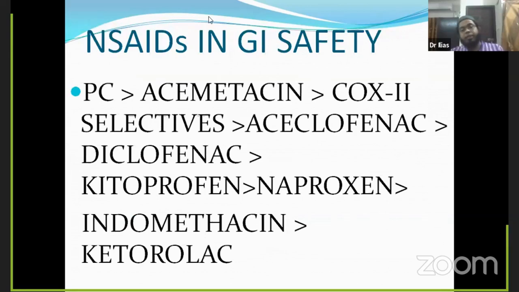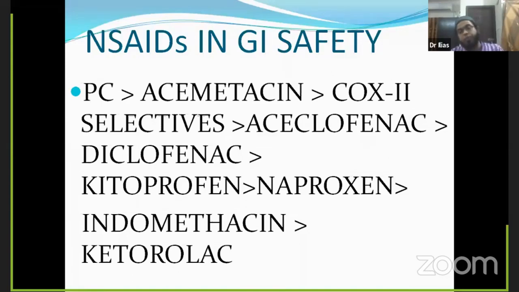Okay, you see here I mentioned the NSAIDs in GI safety. First of all, the paracetamol. Though paracetamol is not counted that much in all the books within the NSAIDs, still in some of the studies it was mentioned as an NSAID. Actually, this is an antipyretic drug, but still it can be helpful in reducing the pain in case of minimum severity of the pain. And paracetamol is a safe drug for the gastric mucosa.